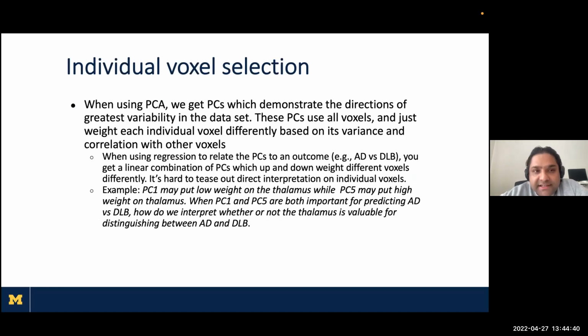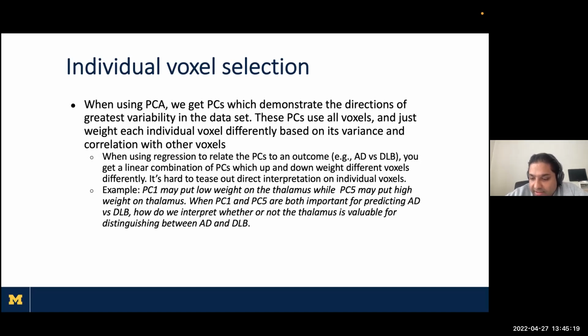Now when we are selecting individual voxels, the principal component itself gives us the direction of greatest variability in the data set, but it uses all the voxels. So just taking the weight on individual voxels might be based on its variance and correlation with other voxels.